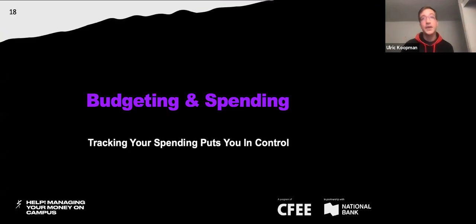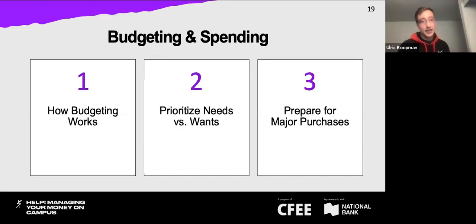Yeah. All right. Now we're going to go on to our next section on budgeting and spending. This is an important step in meeting our goals. Another way to think of this section is to manage your cash flow. Always much better for you to manage something than for it to manage you. And we're just going to cover how budgeting works, prioritizing needs and wants, and preparing for major purchases.